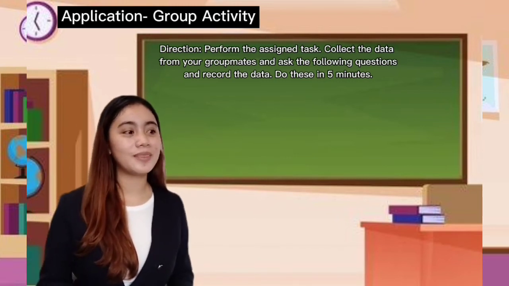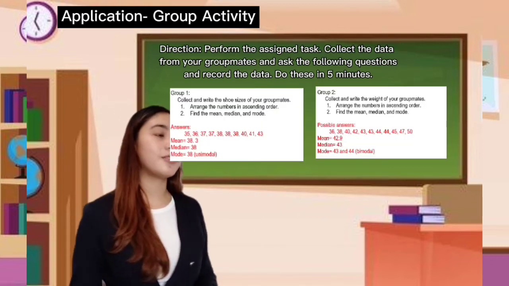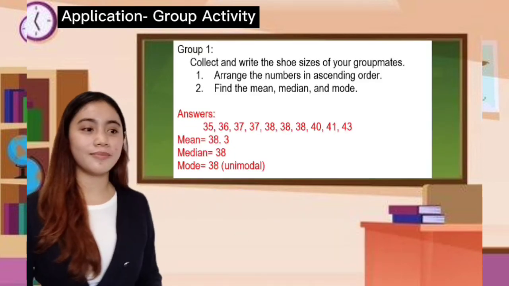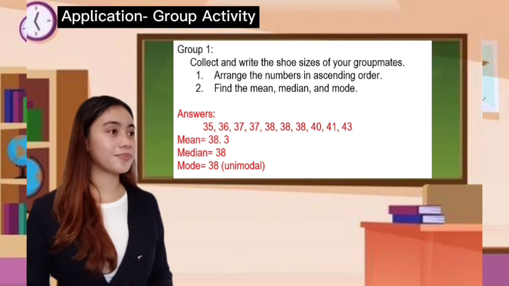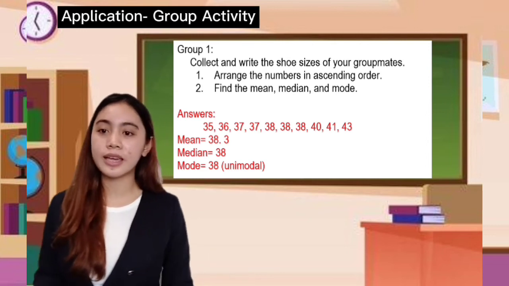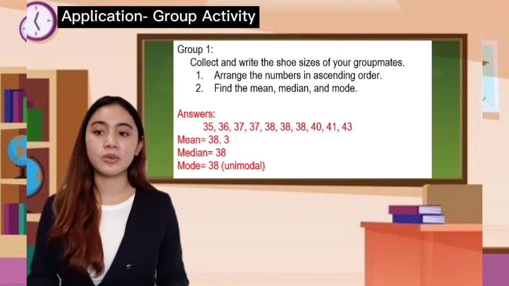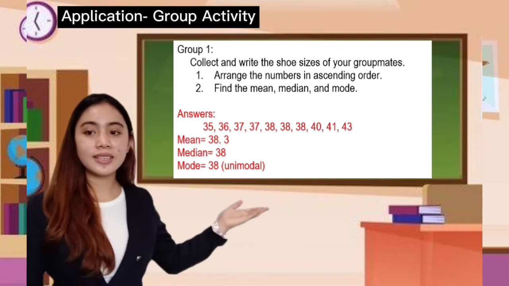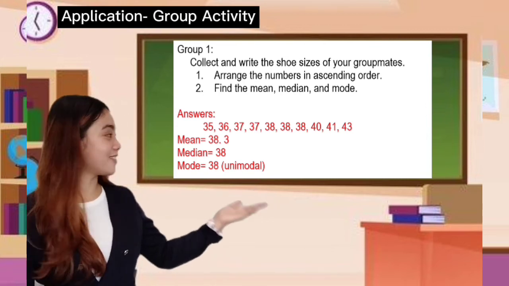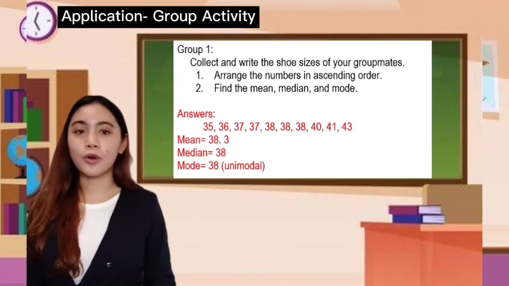Okay, time's up. Please paste your answers on the board. Okay, thank you. Group 1. Okay, Rose, you report your group work. So group 1 was to collect and write the shoe sizes of their group mates. They have the following data: 35, 36, 37, 37, 38, 38, 38, 40, 41, and 43.